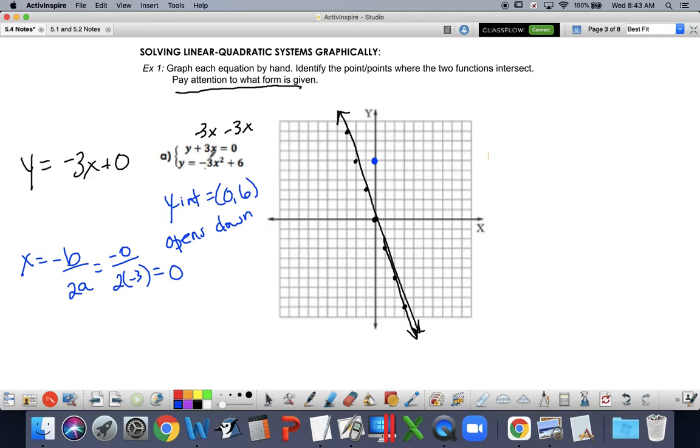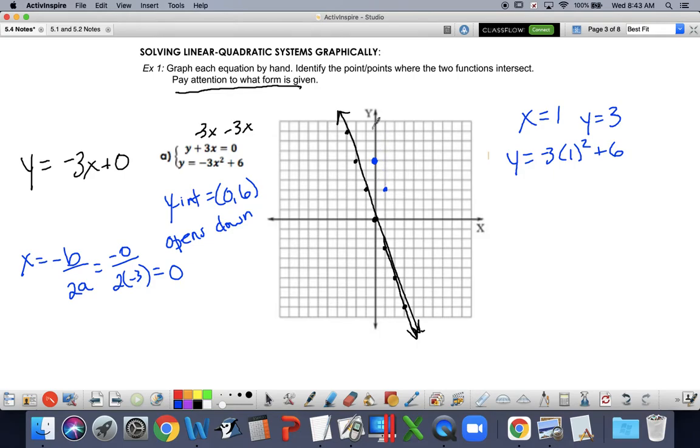I know by the negative 3 out front, it's going to be quite a narrow quadratic function, but let's plug in some additional values. If I plug in x is equal to 1, I'll get 1 squared, which is 1, times negative 3, which is negative 3, plus 6, I get y is equal to 3. So the point (1, 3) is on my quadratic.